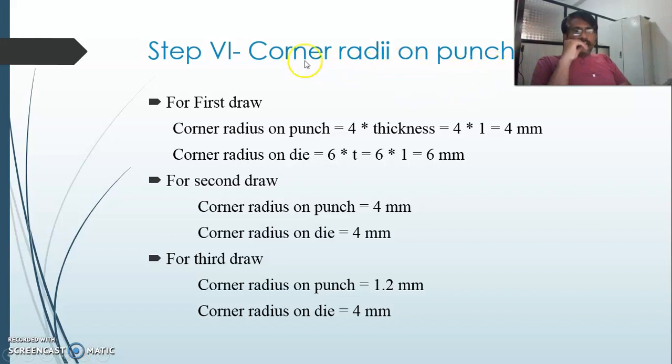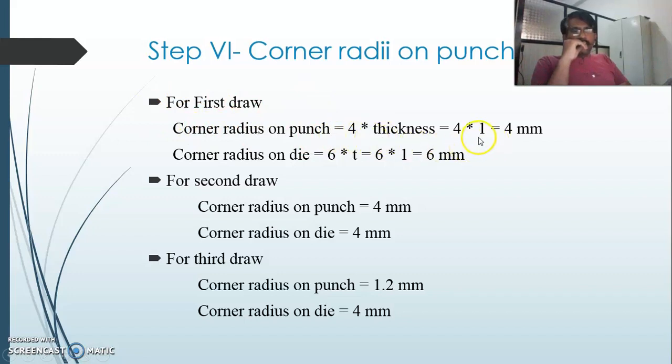As said earlier, the cup requires the drawing operation, and in that case the sheet should not get ruptured. For that purpose we require to provide the corner radii on the die and the punch, and for that purpose the formulae or thumb rules are provided. For the first draw, the corner radius on the punch will be provided as 4T.